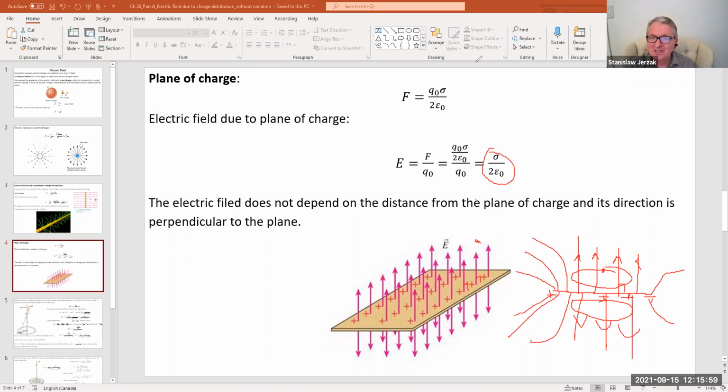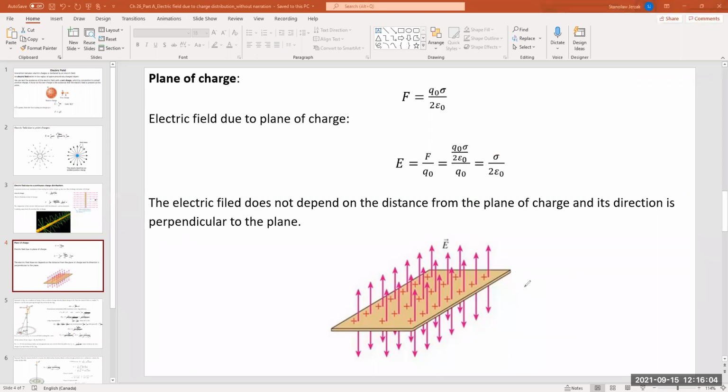Any additional questions or comments? Sir, I have a question. Yes. So are we going to learn, if the planes are not infinitely large, how to calculate the electric field in that case? No, not in this course.